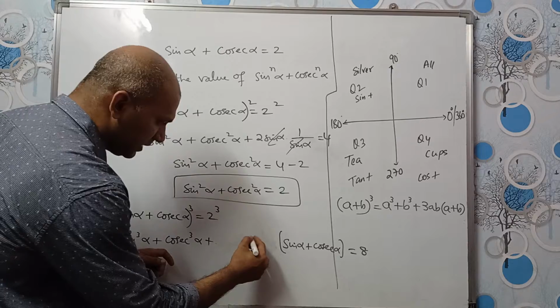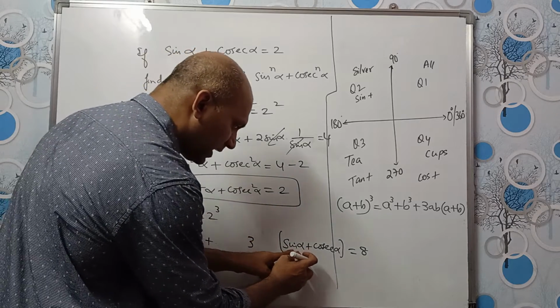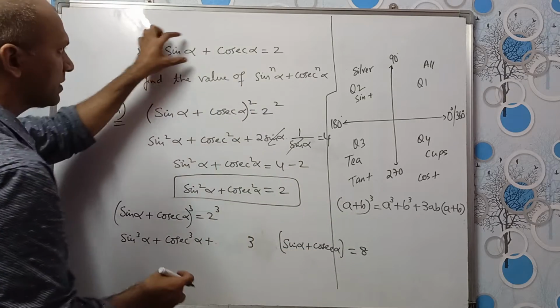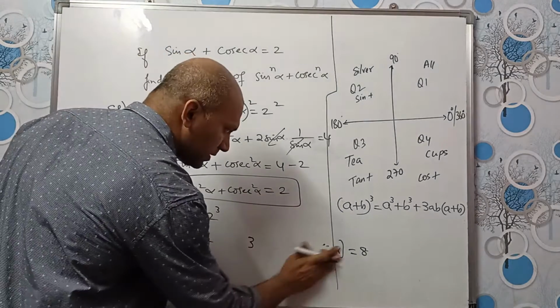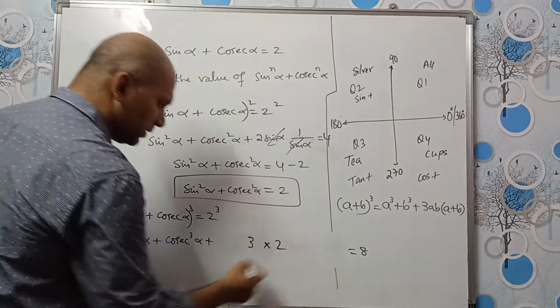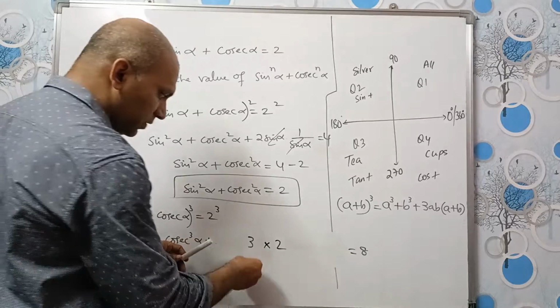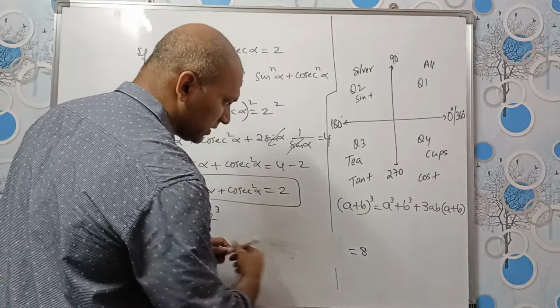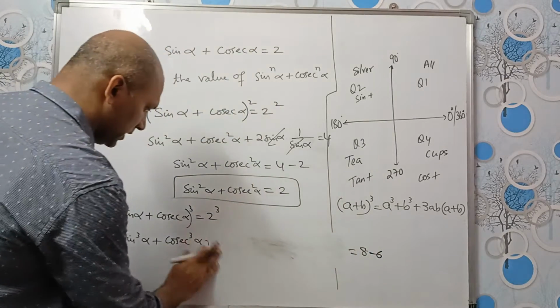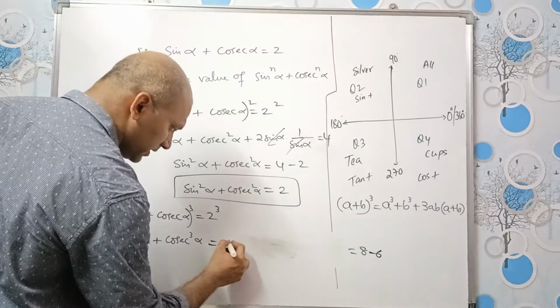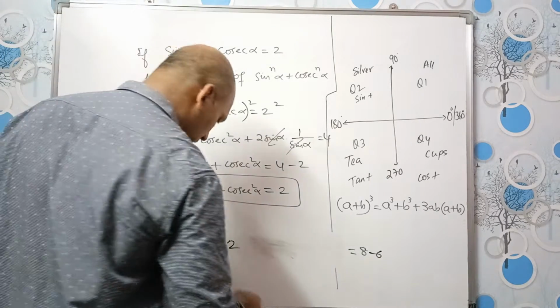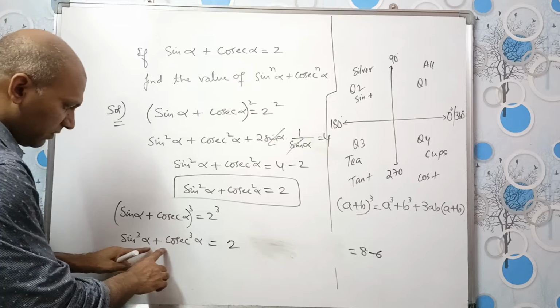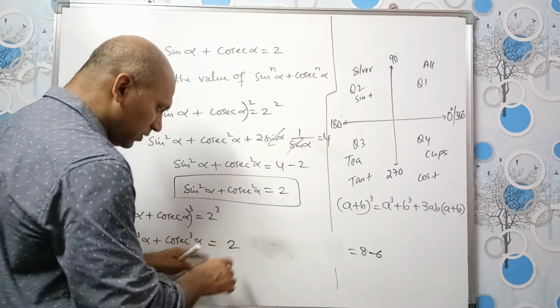So we have 3 multiplied by this. But what is sine alpha plus cosecant alpha? It is 2, given. So in place of this, let us write 2. So it will be equal to 6, right? 3 twos are 6, and this 6 goes to the other side and becomes minus. So this total will be 8 minus 6, it will be 2 again. Okay, so sine cube alpha plus cosecant cube alpha is also equal to 2.